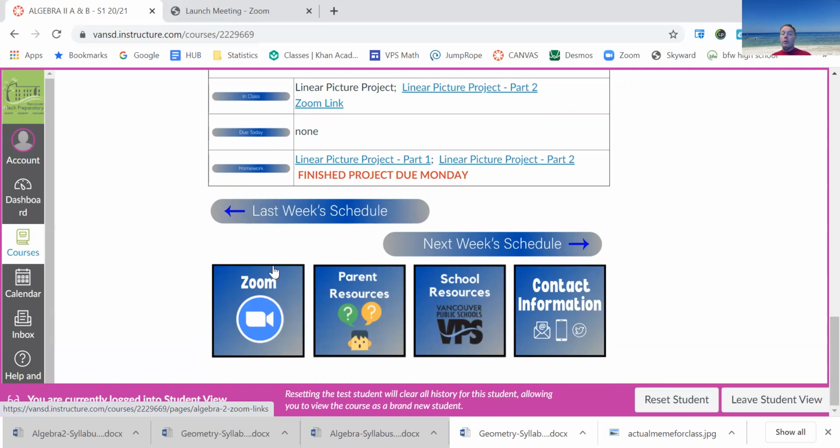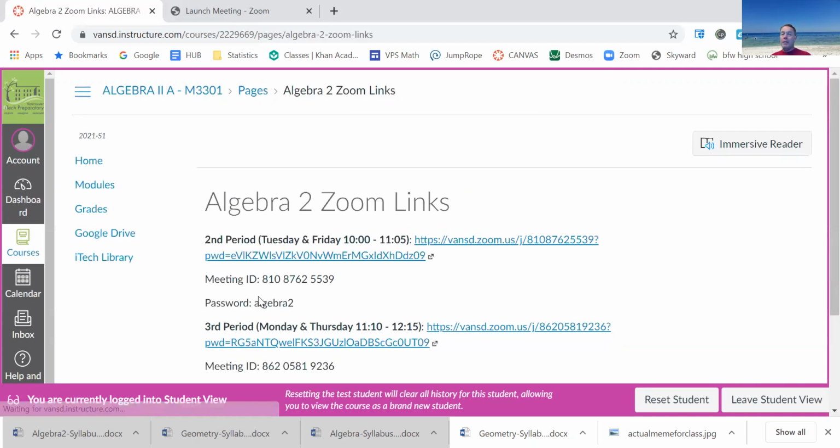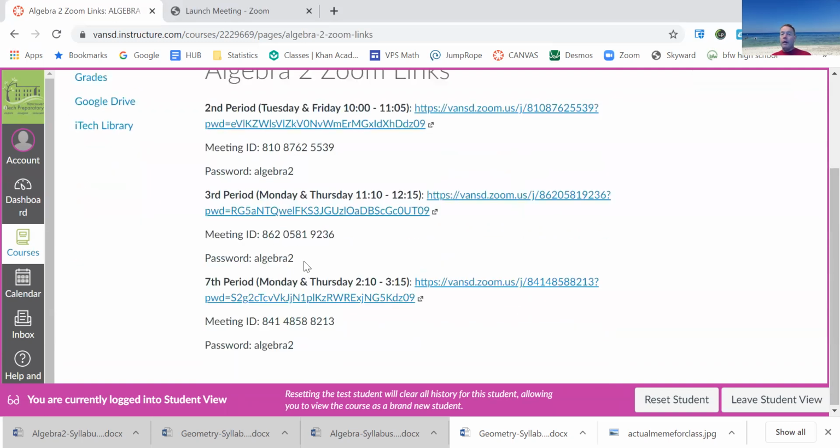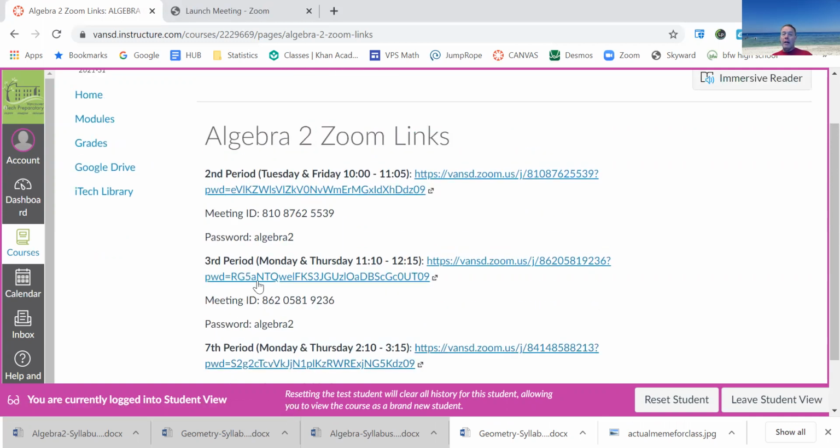We have a Zoom link, which is the same that I include here. It looks a little different than some classes because I have 3 different Zoom classes, 3 different periods of this class, and each one is for a specific time. So make sure that if they're logging in, and everyone's done it so far, so I don't think it should be an issue, but use the appropriate link for that.